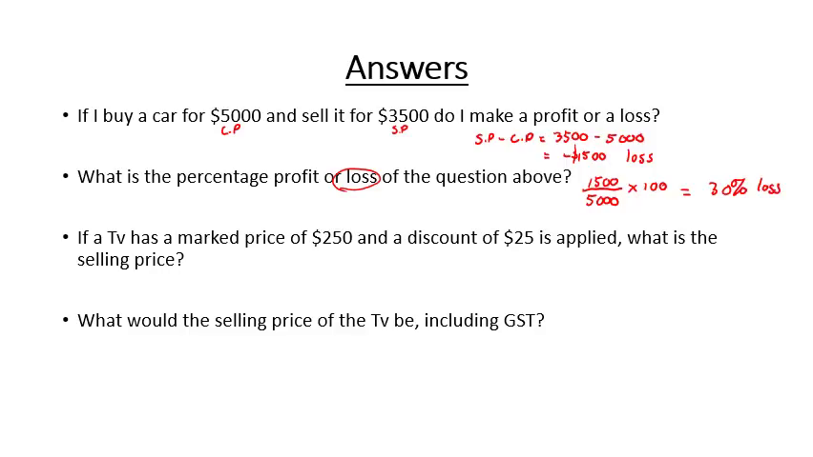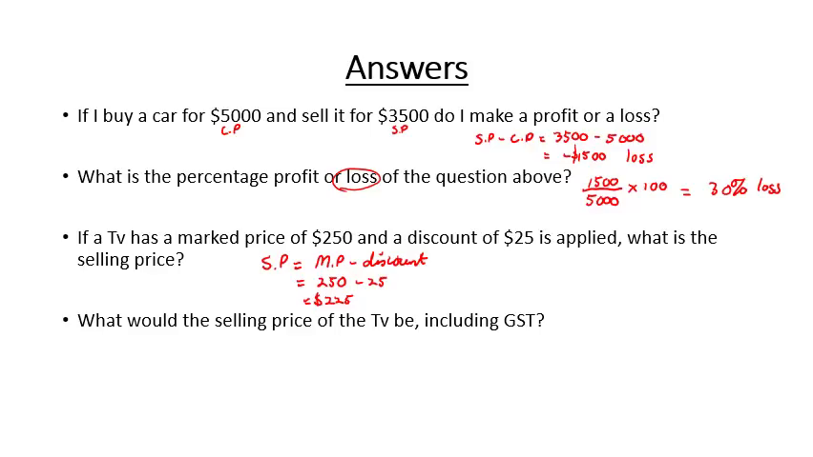Our third question says, if a TV has a marked price of $250 and a discount of $25 is applied, what's the selling price? Now remember that our selling price is our marked price minus our discount. In this particular case, it's $250, take 25, and that's going to give us $225 as the selling price.